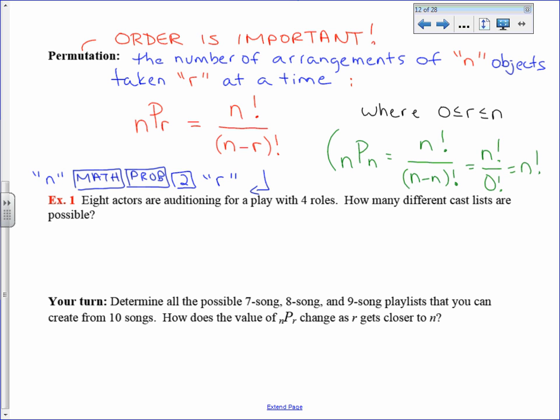8 actors are auditioning for a play with 4 roles. Roles in a play are specific, right? It's a different cast if the 8 actors are in different roles, so that means order is important. We want to know how many different cast lists are possible. So n is equal to 8 and r is equal to 4.